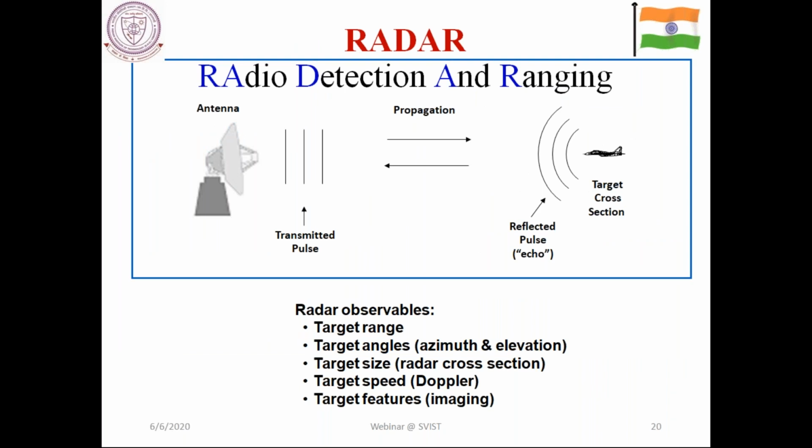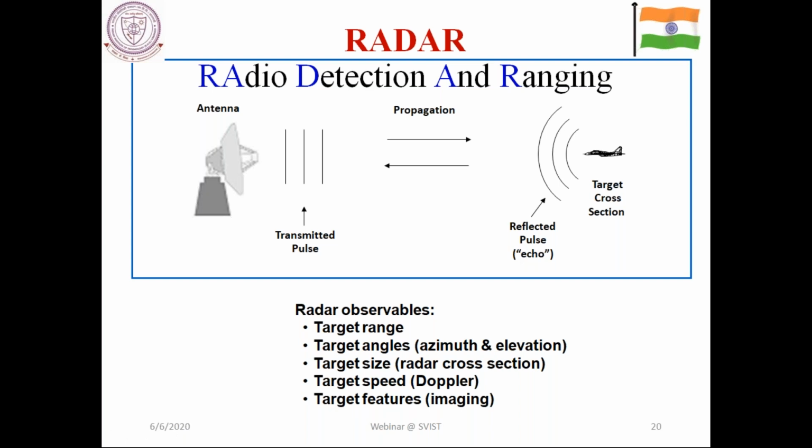Then I am coming to another important application, which is radar, or radio detection and ranging. You have some distinct target. From the transmitter side, you apply a transmitting pulse, which goes and hits the target. From the reflected signal, you can characterize the target cross section, or the characteristics of the particular object. All those things can be detected using this. The different observables are target range, target angles, target size, target speed, and target features. All of these can be carried out using the radar environment.